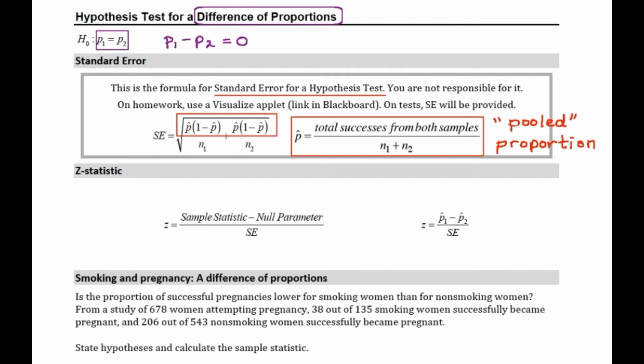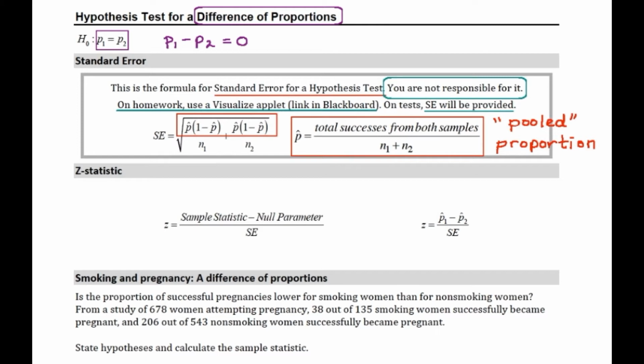Now, a few important things to note about this formula. One is that we have links in Blackboard you can use. So on homework, you're going to use a Visualize Applet that we have a link to in Blackboard. We'll see where that is when we get into our first example. Also, on tests, you won't have access to that applet, but you will just be given a standard error calculation. So you will not be expected to use this formula at all. You are not responsible for this formula. We're providing it just because it does offer a little bit of insight into the calculations, especially if you're a little bit mathematically inclined and you find some comfort in the formulas to start with.